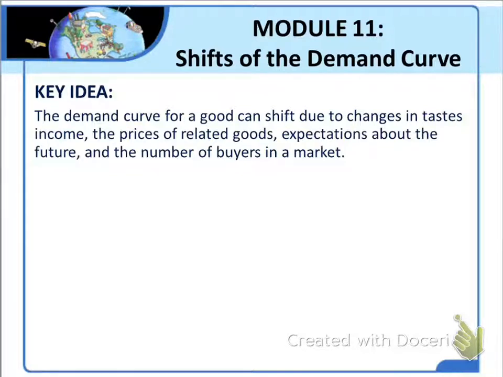1 would be changes in people's tastes and preferences. 2, a change in income. 3 would be a change in the price of related goods. 4, expectations about the future. And 5, the number of buyers in a market.